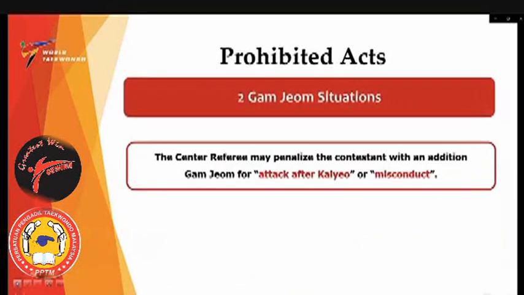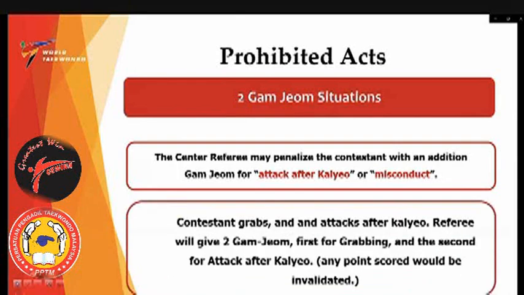Additionally, a center referee can give two gamjans only in these situations. Let's say, for example, I go in to do kallyo because I see there's grabbing. So I go in to stop to give the gamjan for grabbing. After the grabbing, and you see the kallyo, the player continues and kicks. So this is attack after kallyo. Only when there's an attack after kallyo or misconduct can the second gamjan be given.